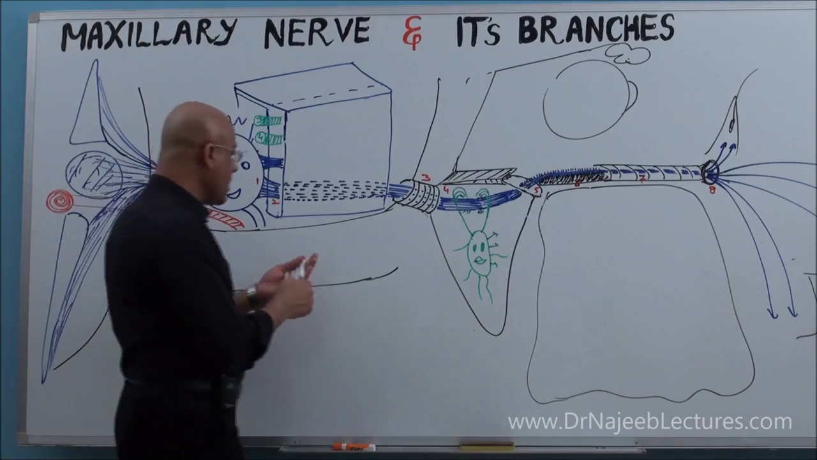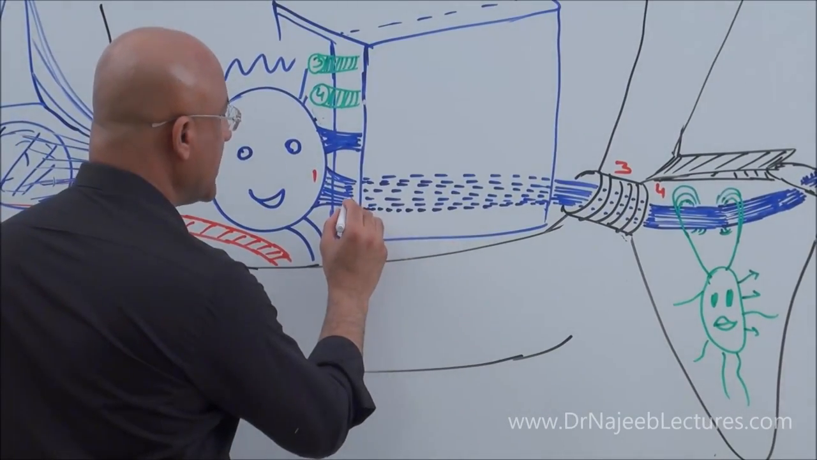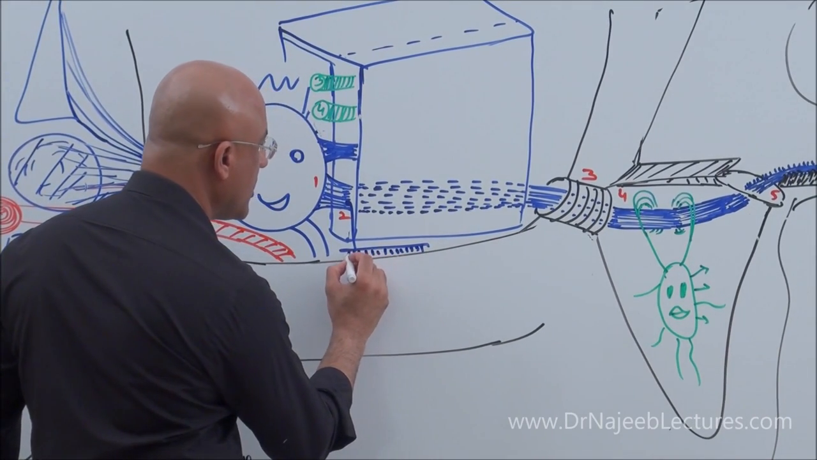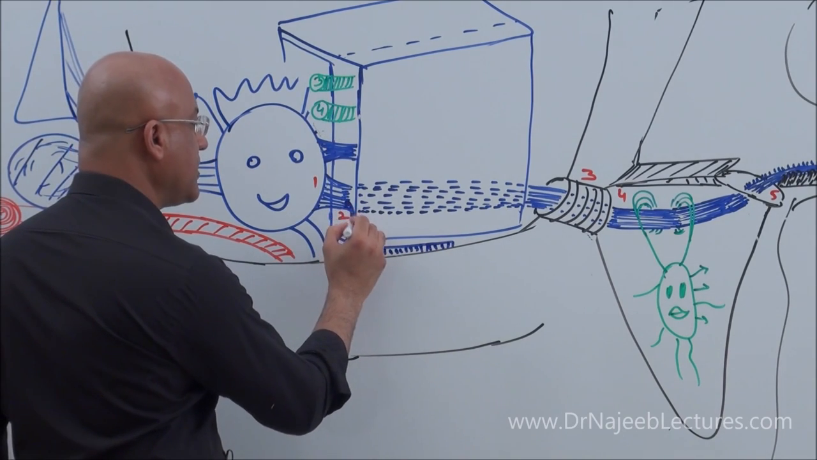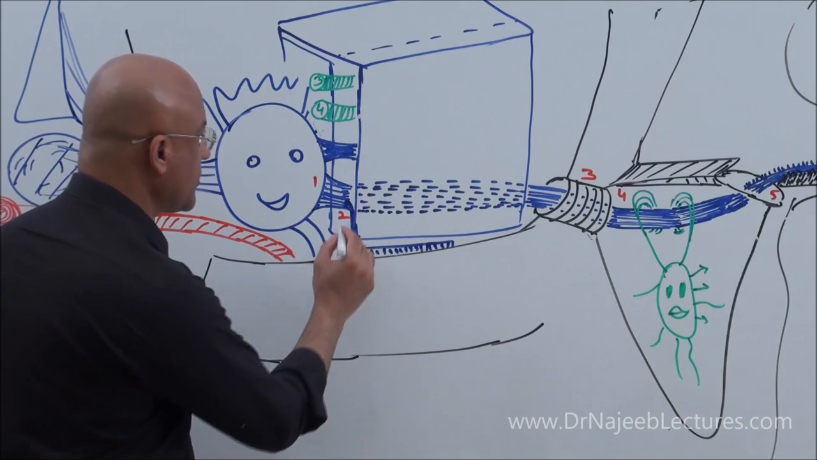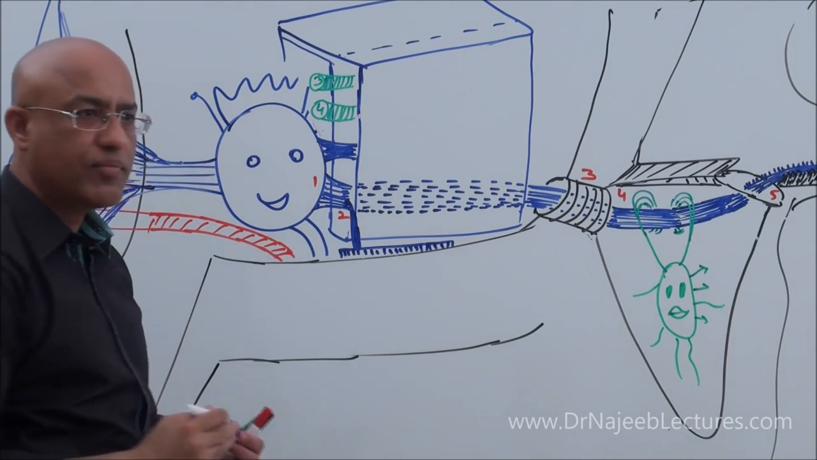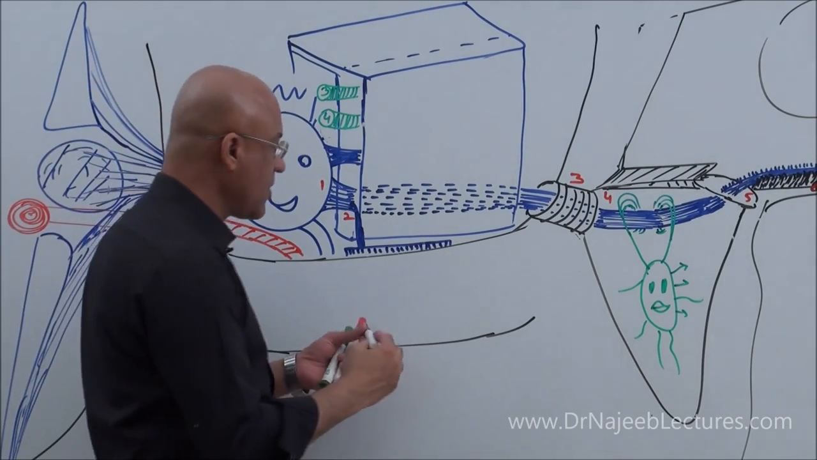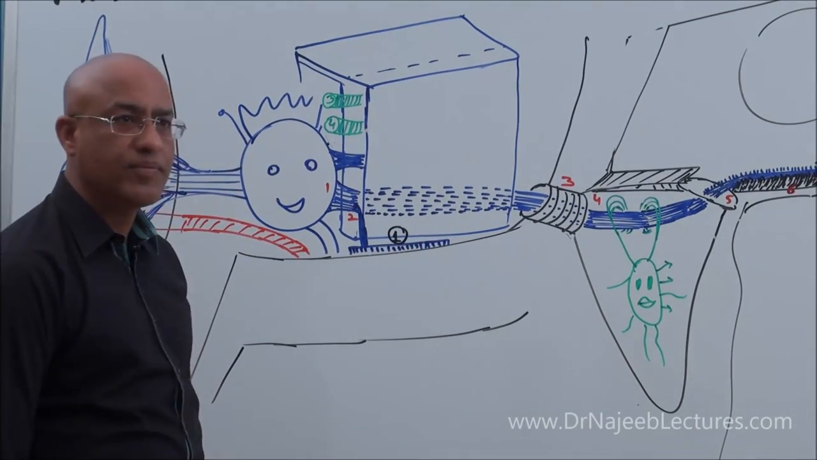Start from here. Number one, it will give a meningeal branch. What is this? Meningeal branch. And this meningeal branch is supplying the middle cranial fossa meninges. Meningeal branch or dural branch. So this is its first branch, which is coming directly from its trunk. I will write it here. This is branch number one.